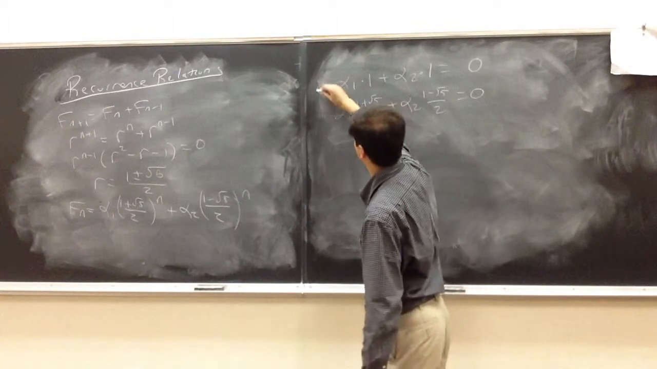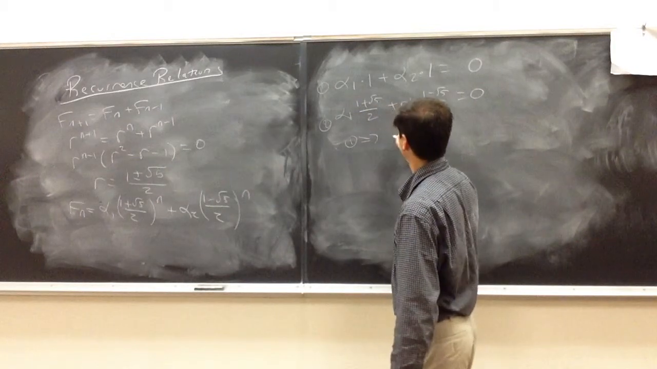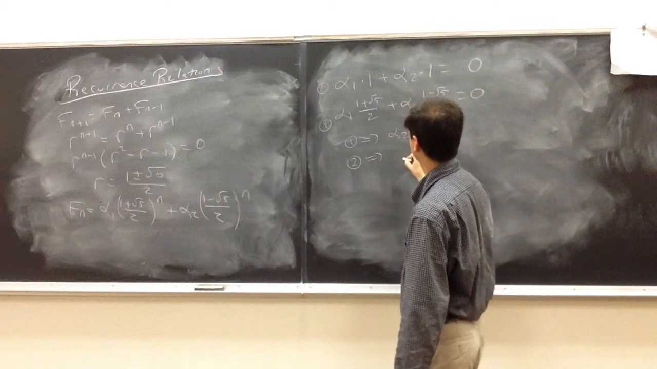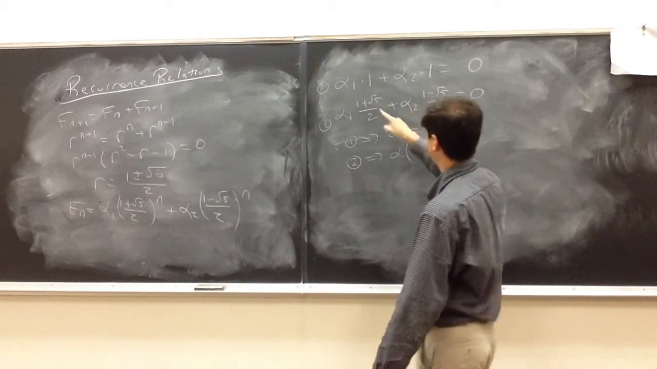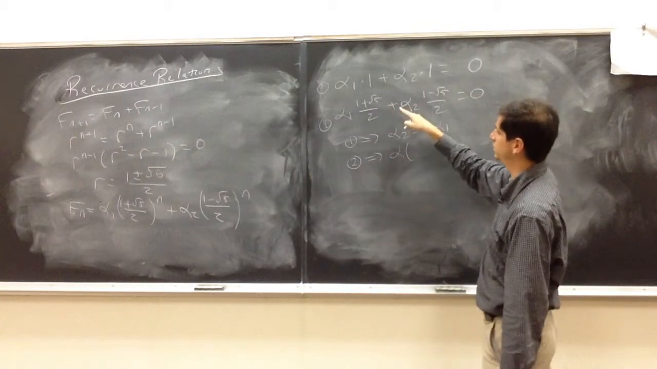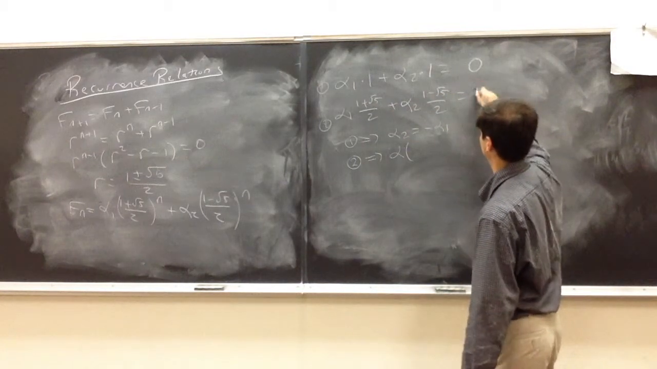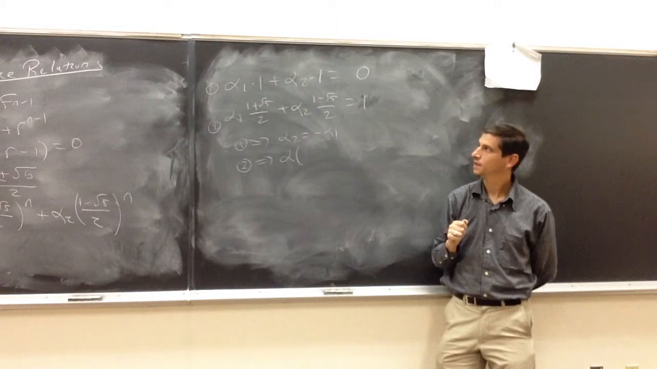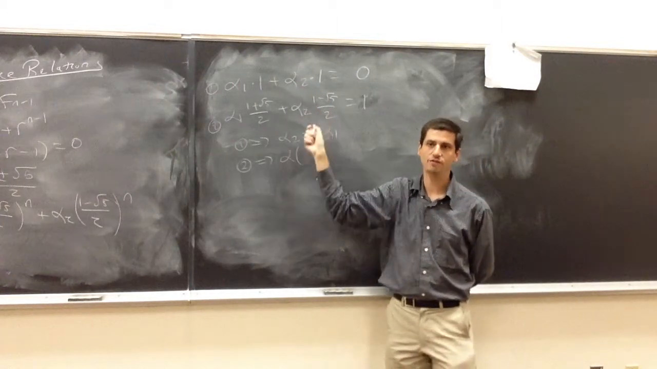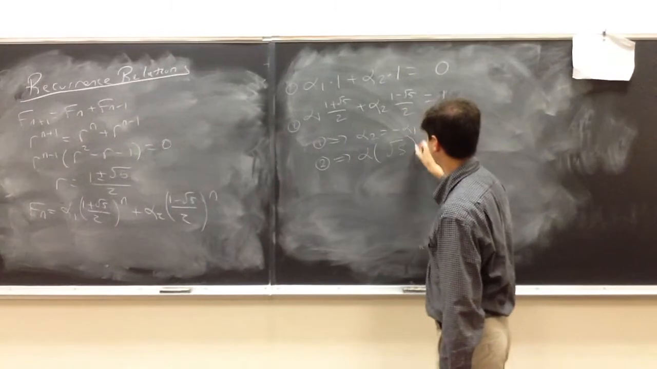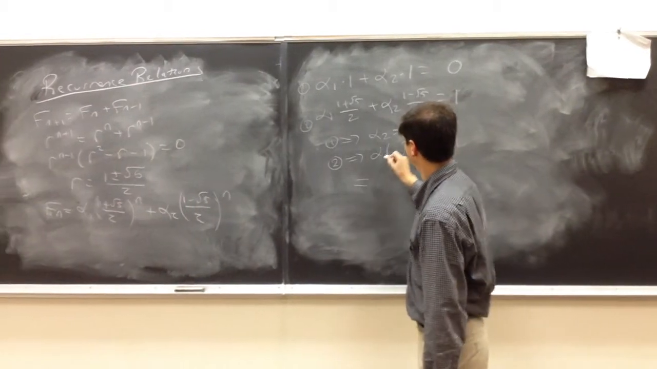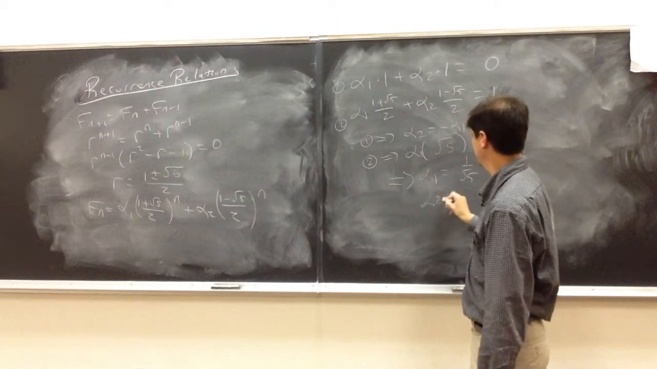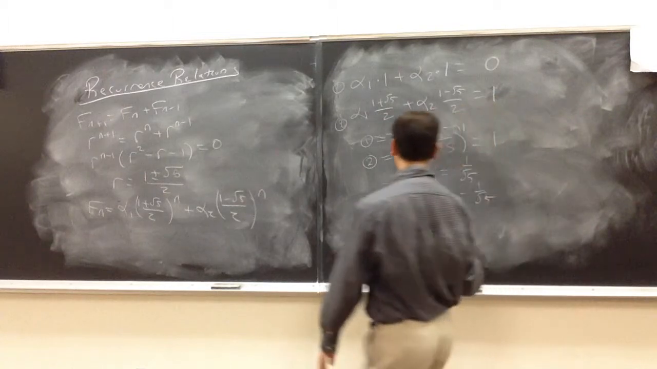So the first equation tells us that alpha 2 is negative alpha 1. So the second becomes alpha 1 times (1 plus root 5 over 2) minus (1 minus root 5 over 2), and this is not a 0, this is a 1, sorry. The 1s cancel. The root 5s reinforce, and I get 2 root 5 over 2, which is just the square root of 5, equals 1. Therefore, alpha 1 equals 1 over root 5, and alpha 2 is negative 1 over root 5, and we get Binet's formula.